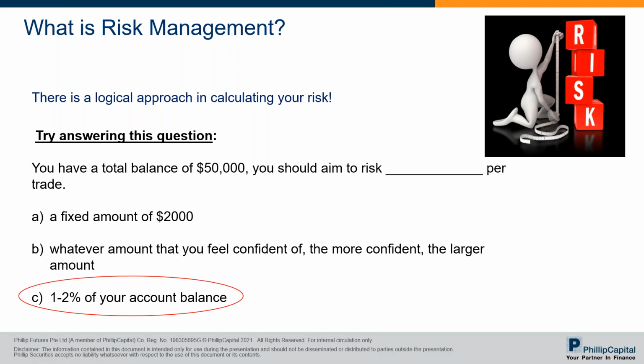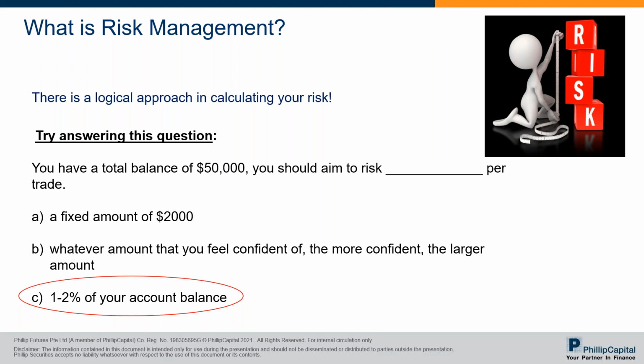1 to 2% of your account balance, not a fixed amount, because that would vary with your account size, right? If you're trading a $1,000 account, a fixed amount of 2,000 would not really work out. I will explain a bit more why later. So 1 to 2% of your account balance per trade is something sensible that can be used as a guideline whenever you're looking to take on a trade.